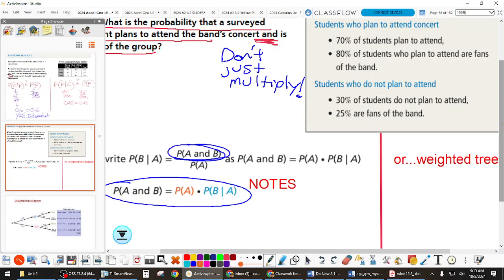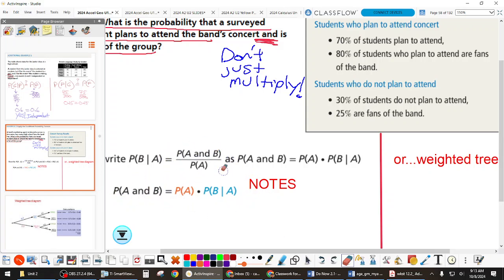Okay. I sort of feel like I'm getting some faces that don't know what we did here. Are we good on this? Please say no if you're not. Okay, we're not. So let's just do it. What formula is this one right here? Look at your notes. That's the conditional probability formula.